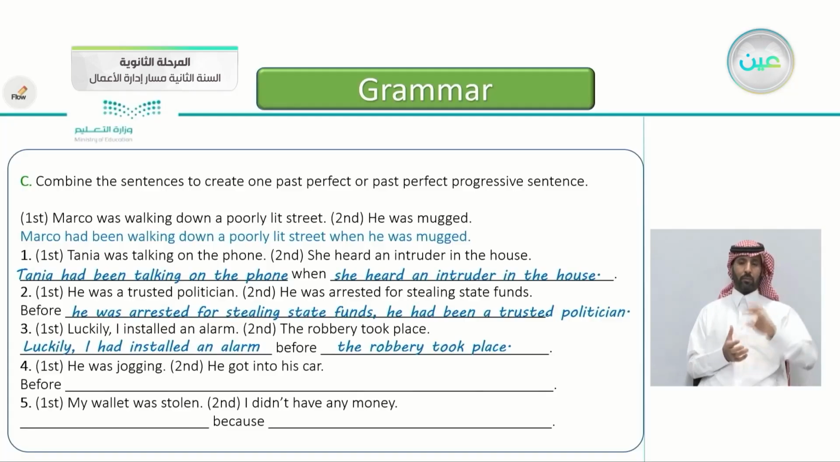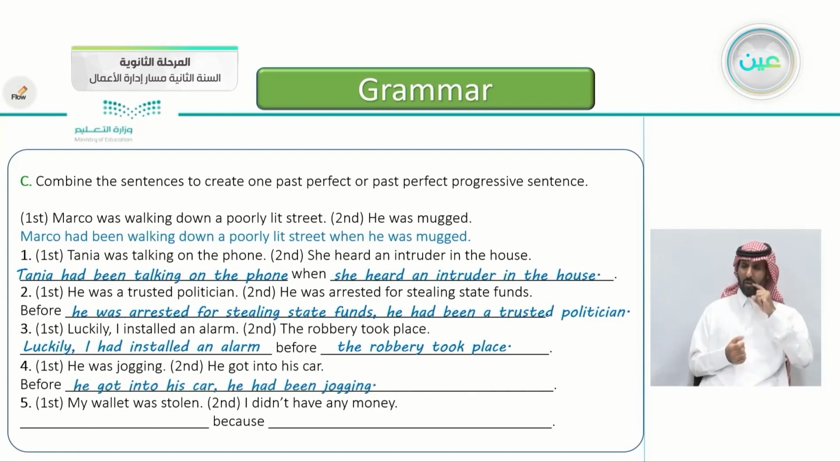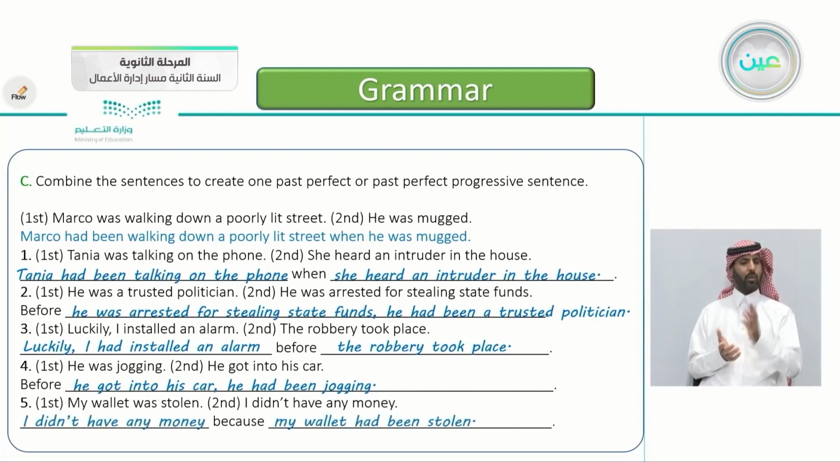Number four, he was jogging. The second event, he got into his car. This is very easy. Before he got into his car, he had been jogging. And the last one, my wallet was stolen. This is the first event. The second event, I didn't have any money. And use in the middle the word because. Excellent. I didn't have any money because my wallet had been stolen.